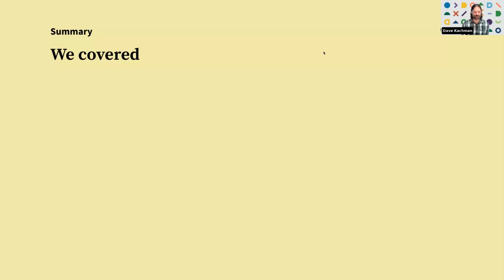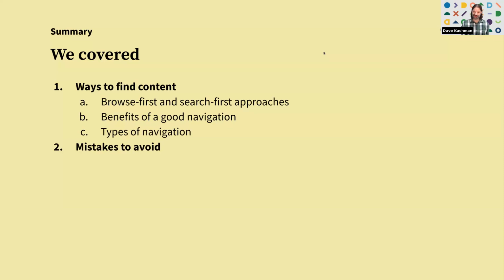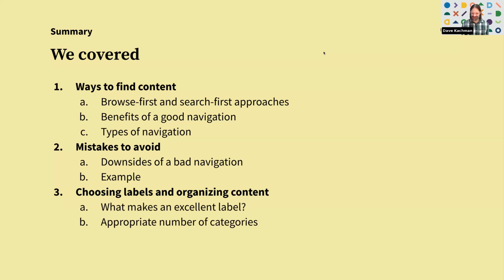So, big summary here, we covered a lot of things. We covered the ways to find content, focusing on how that information architecture is surfaced through the navigation of the site. As well, this facilitates navigation through the content, but also exploration. We went through some mistakes to avoid, so the downsides of a bad navigation, and also went through an example where not applying these concepts could make it really frustrating for people. Then we talked about choosing labels and organizing the content at a high level: some guidelines on what makes a good label, what to consider when determining the appropriate number of categories, and the different ways to organize content at each level of your site.